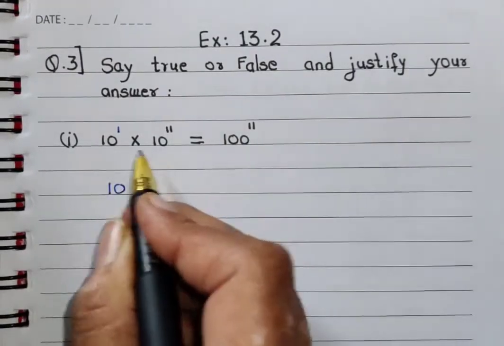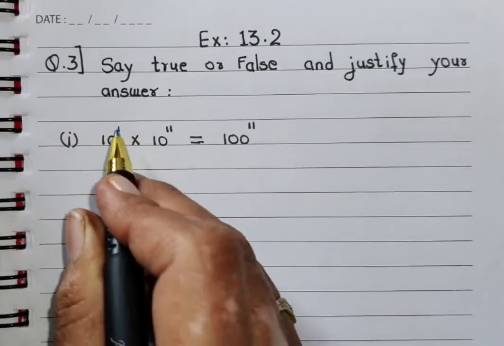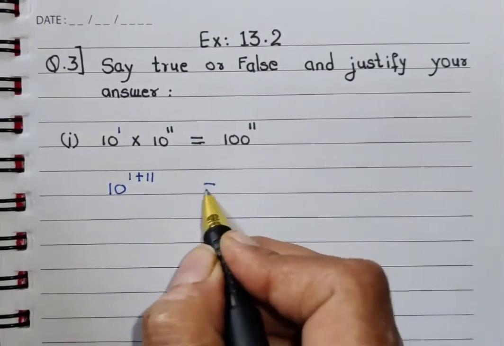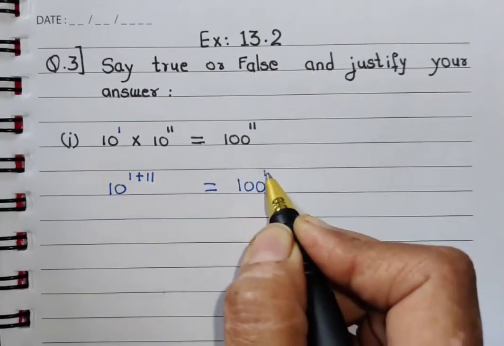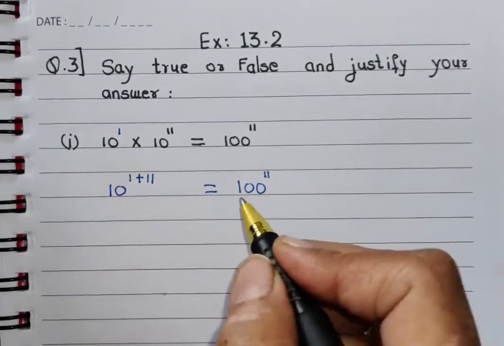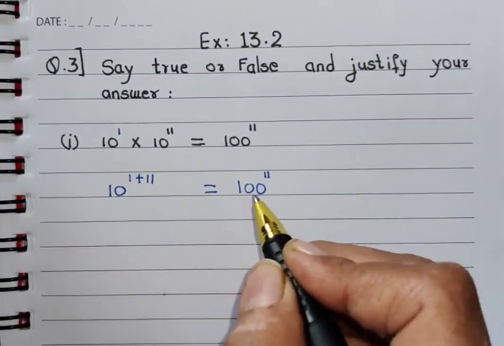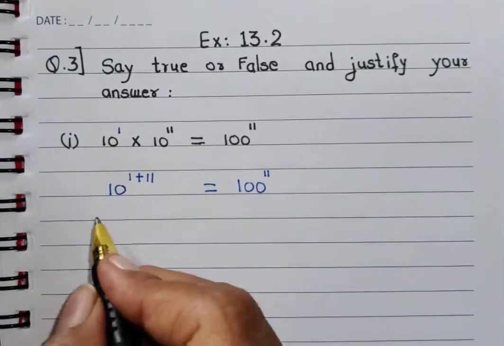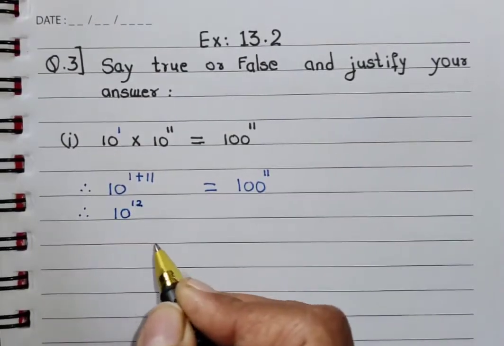As you can see here, the bases are the same. Multiplication sign, so the powers will get added. That is 1 plus 11. And this side we have 100 to the power 11. Now 100 is there, correct? We can turn this 100 into 10 tens, that is 10 square. So here you have 10 to the power 12 now.